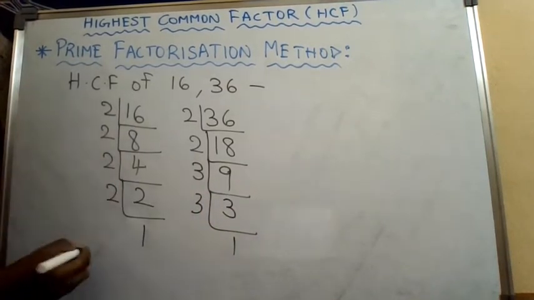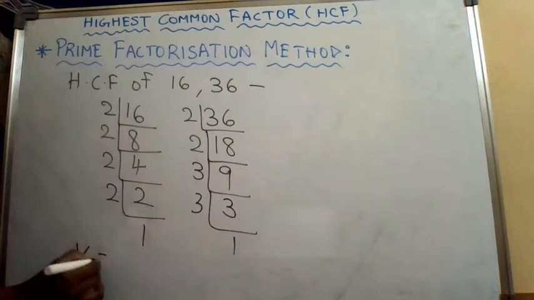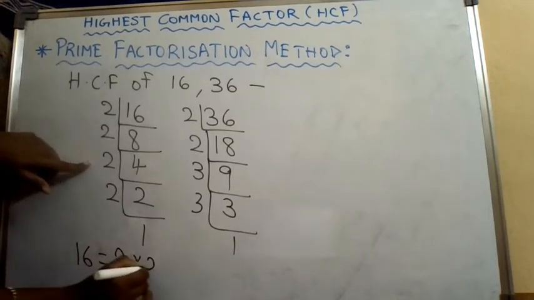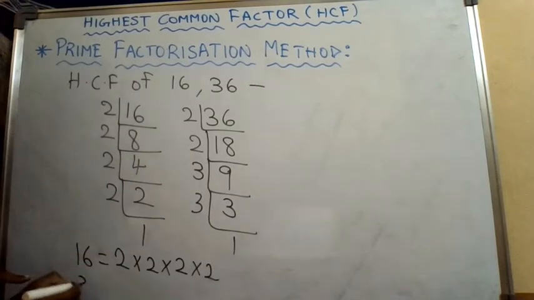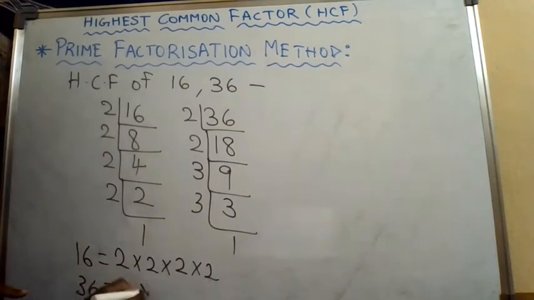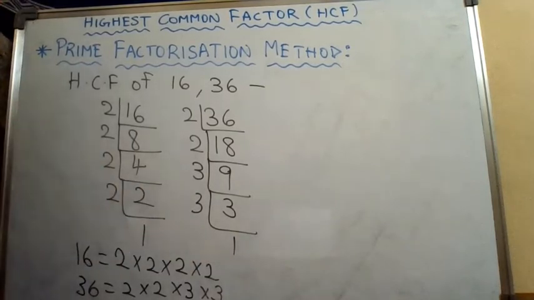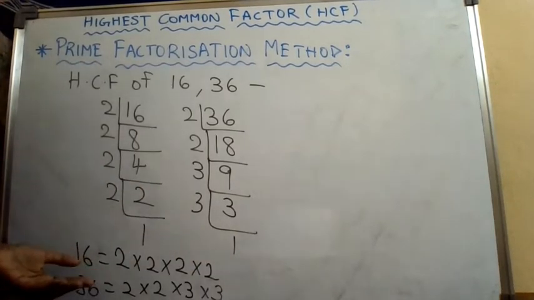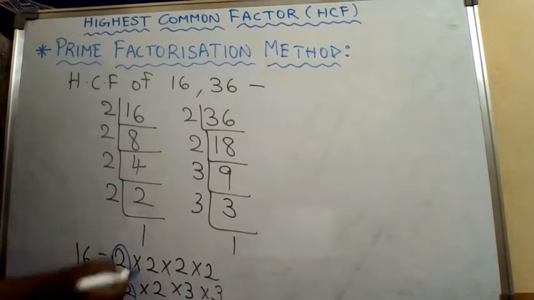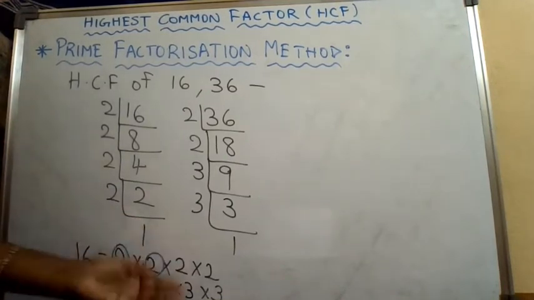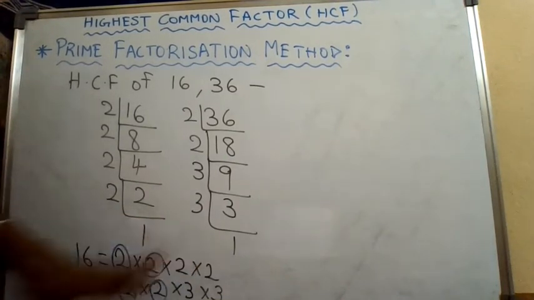First we will write the prime factorization of 16, that is 2 into 2 into 2 into 2. And the prime factorization of 36 is 2 into 2 into 3 into 3. Now look at what the common numbers are. You can see that this 2 is common, 2 is common, again 2 is common, again 2 is common. The leftover numbers we don't have in the same table, so you can just leave them.